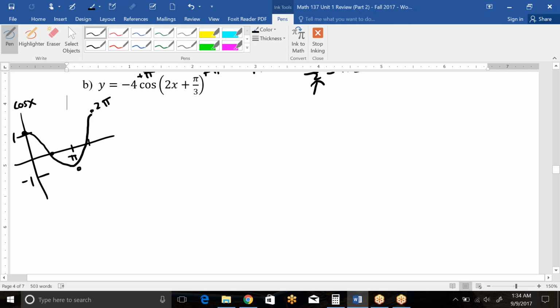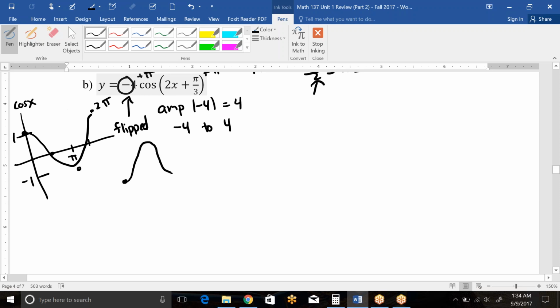Now that's traditional cosine. Our amplitude here is absolute value of negative 4, which means it's 4. So we're going from negative 4 to 4, and because this is negative, we're going to be flipped. So we're actually going to start down first, go up, and then come back down. So this is going to be what we're graphing. And then our period is 2 pi divided by absolute value of b, which would just be 2, so that's pi.